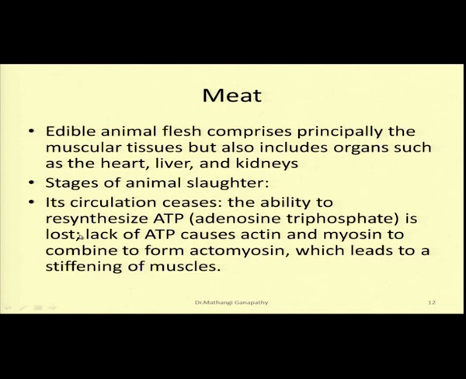So we have to start with the stages of animal slaughter. When the animal gets killed, number one, the circulation will stop. When the circulation stops, the ability of the animal to synthesize ATP is lost. ATP is the energy producing molecule in all animals, in all cells, it is required. So you no longer have ATP production in the organism because it has been killed. This lack of ATP will cause actin and myosin to combine to form actomyosin, which leads to stiffening of muscles.